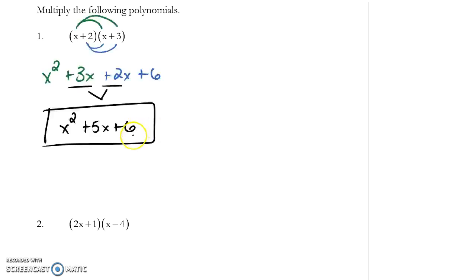So we get x squared plus 5x plus 6. Distribute the x. X squared plus 3x, distribute the 2, 2x plus 6, remember it's multiplication. 3x and 2x are like terms, they combine.